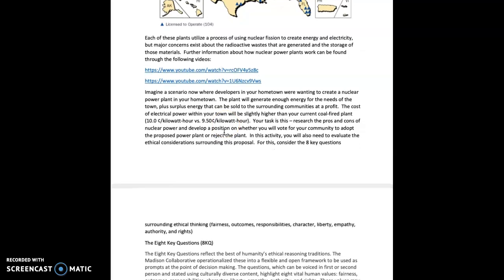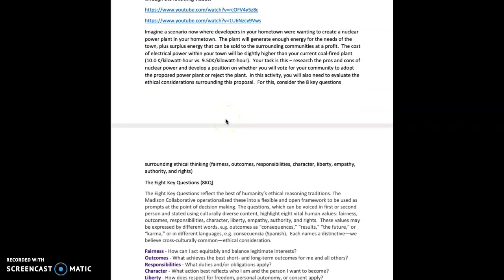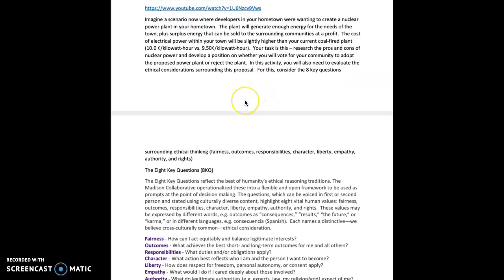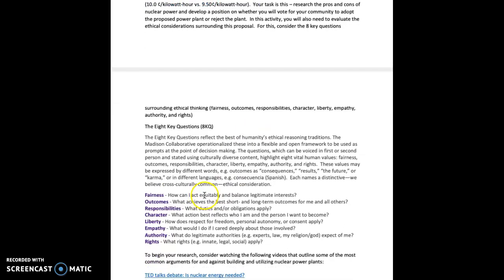Now, in addition to a critical thinking assignment, this is also an ethical thinking assignment. And for the purposes of ethical thinking, what I want you to use are the 8 key questions. The 8 key questions were developed at James Madison University for a way of kind of framing different modes of ethical reasoning. Now, there are 8 dimensions to these: fairness, outcomes, responsibilities, character, liberty, empathy, authority, and rights. Each one of these has kind of sub-questions that go along with it.